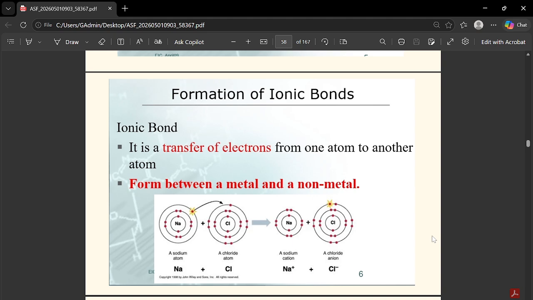And remember chlorine, which is in group 17? It gains the electron, turns into a negative ion, and stabilizes with a full outer shell of electron configuration. Therefore, it becomes stable.